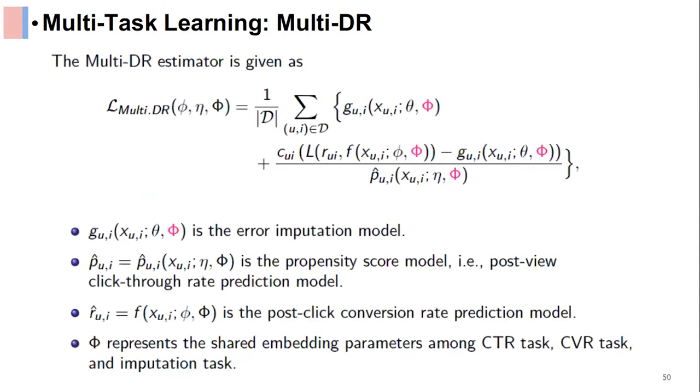Following the same idea, the multi-task doubly robust estimator is given in this equation. The key component is the parameter phi. It represents the shared embedding parameter among all the tasks, including CTR prediction, CVR prediction, and the imputation task.